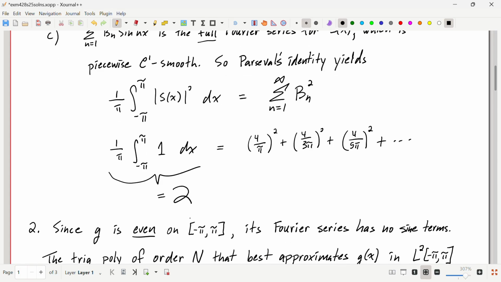And you didn't have to write out the fact that it's a sum of 1 over odd squared. Just writing some bn squared was enough. Question about number 1?